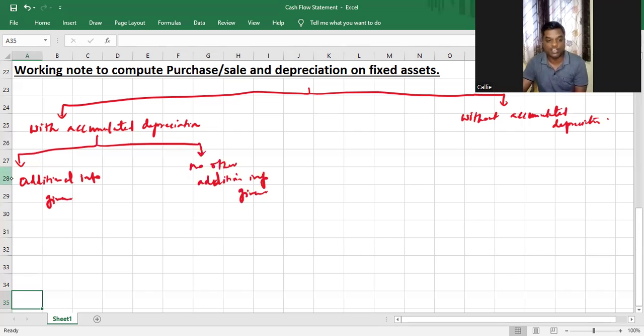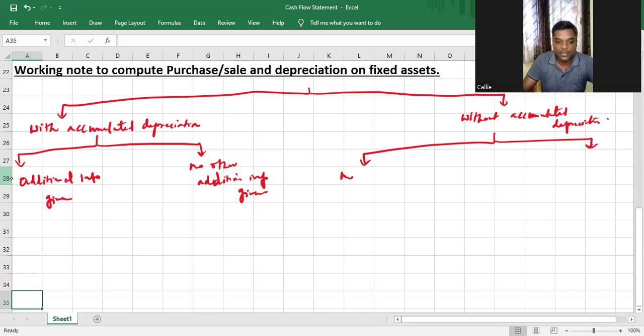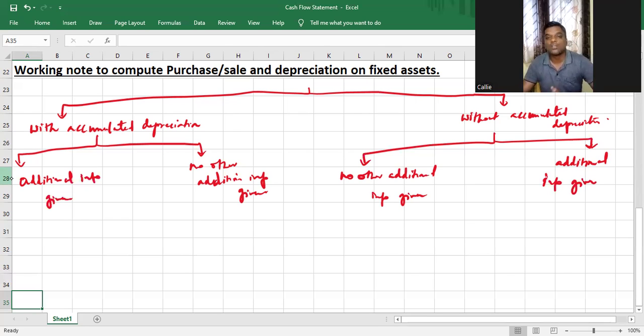Questions in which additional information are given. If no other additional information is given, then we'll consider that as questions in which additional information is not given. Depending on whether additional information is given or not, the working note that we prepare will change. That is the reason I'm telling you this. So under without accumulated depreciation type questions, no other additional info given, and additional info with respect to fixed asset given in the question.